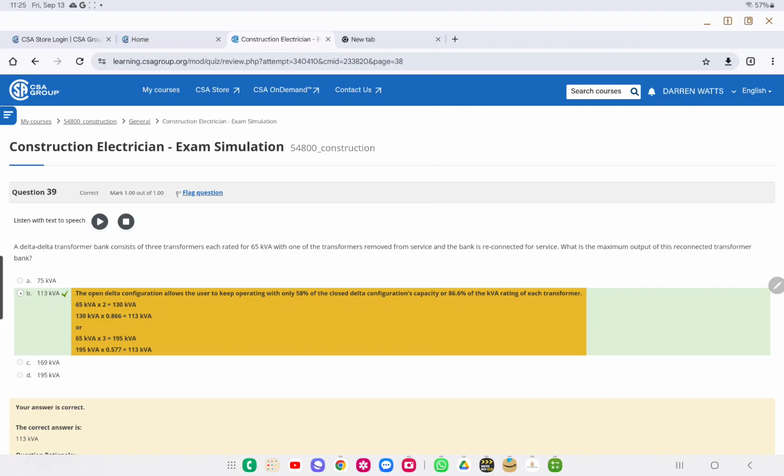So we have 65 kVA times 2, and we're going to times that by 0.86, and we get 111.8. Okay, let's times it by point... was it 866? That brings the answer a little bit closer at 112.58.